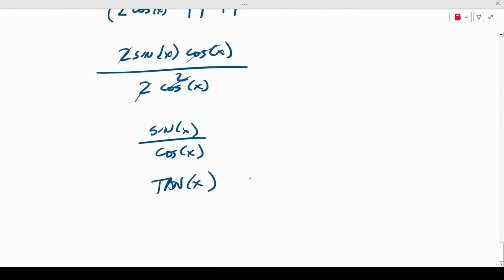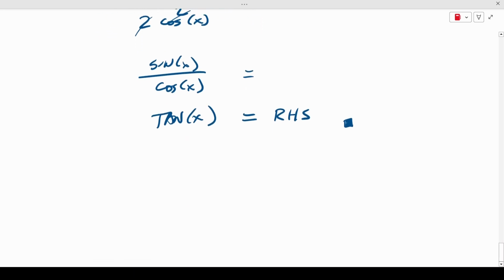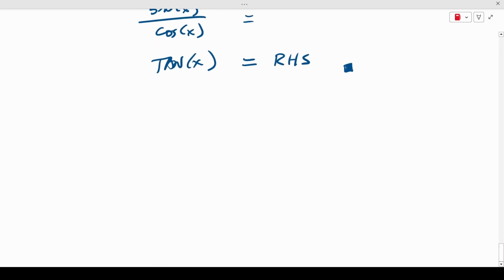Actually, it used to be fashionable that at the end of these proofs you would say equals right-hand side and maybe put a square then. Doesn't really matter. I don't care about that. All right. Let's do another one. Let's take an example here like this.